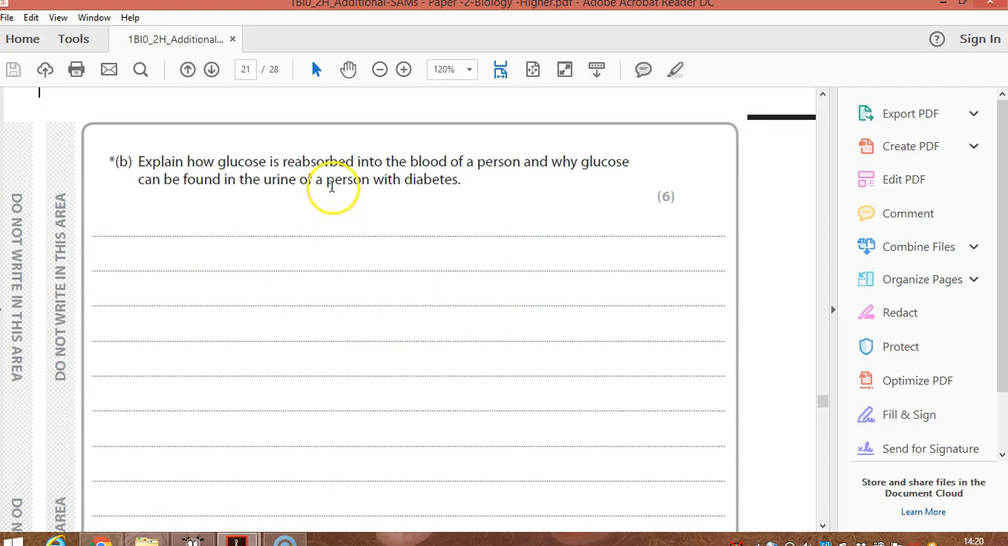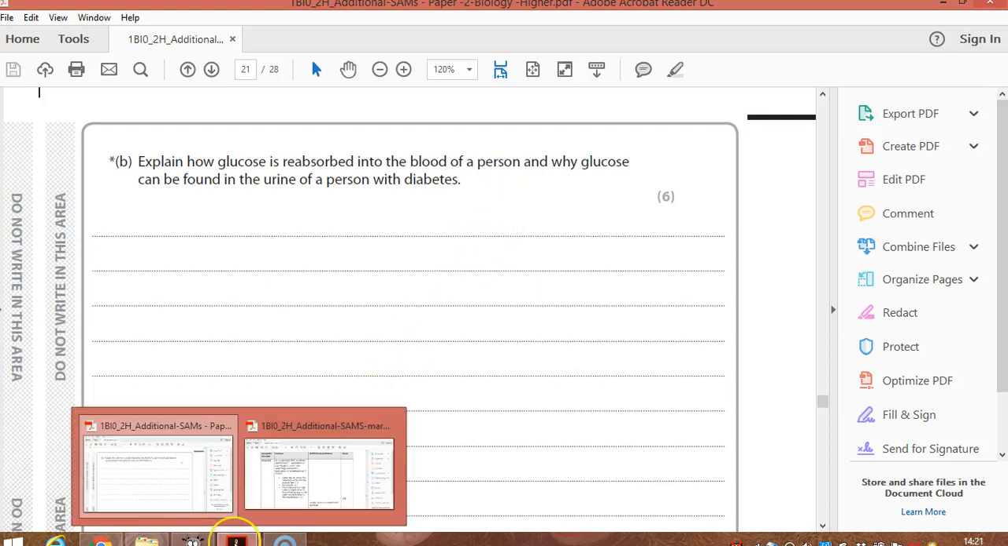So there's 2 parts to this question: explaining how glucose is reabsorbed into the blood, and then explaining why glucose can be found in the urine of a person with diabetes. So if you don't address both parts of the question, it's impossible to get 5 or 6 marks. Off you go.